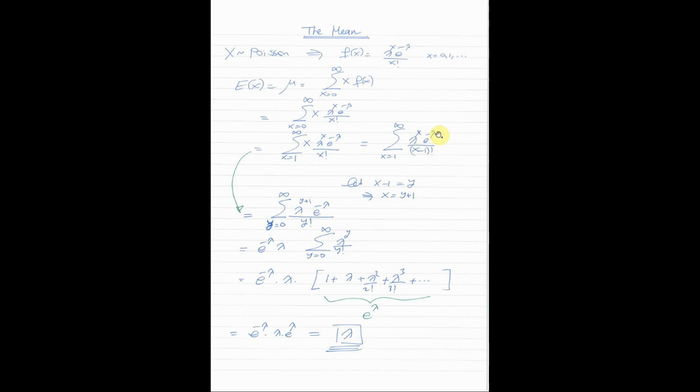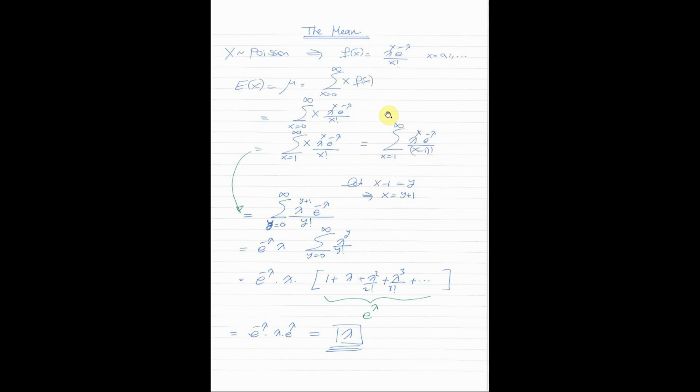E to the power of minus lambda is as it is. It has no x, so it stays e to the power of minus lambda. Finally, lambda to the power of x is the same as lambda to the power of y plus 1. The only remaining issue is the limits. When x is equal to 1, 1 minus 1 is 0, so x equal to 1 is the same as y equal to 0. So that summation for y starts from 0. When x is equal to infinity, infinity minus 1 is still infinity, so y will go until infinity.